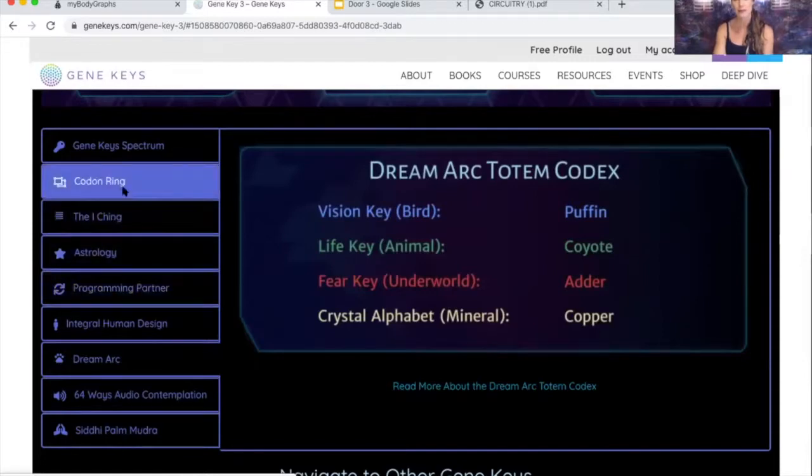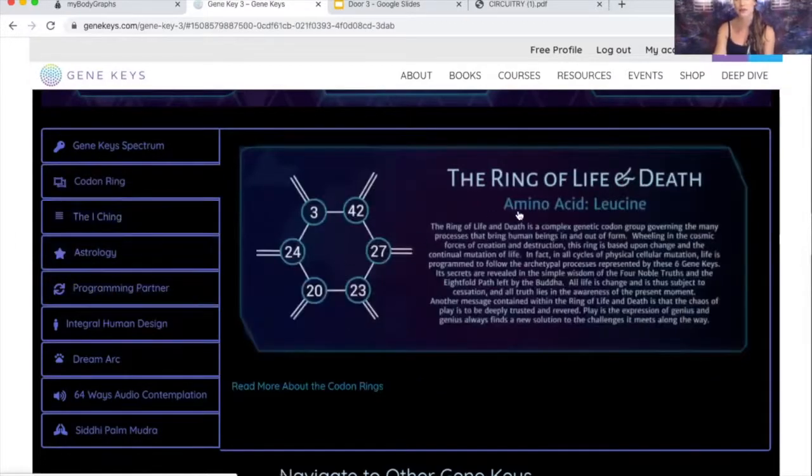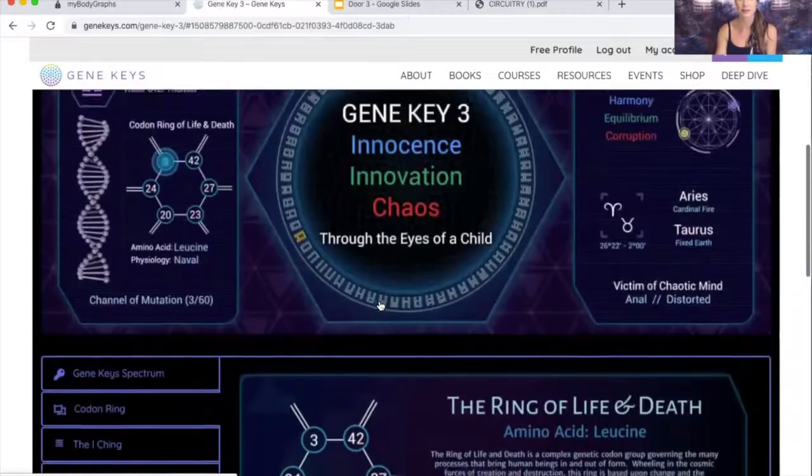And I don't want to go into the codon ring completely, but it's the codon ring of life and death. So we were in the 42, the cycles of life and death last week, and now we are in the mutation, kind of the start of something new this week. So we're going to also be in the 27, the 24, and the 23, close to now. I feel like that's probably it.